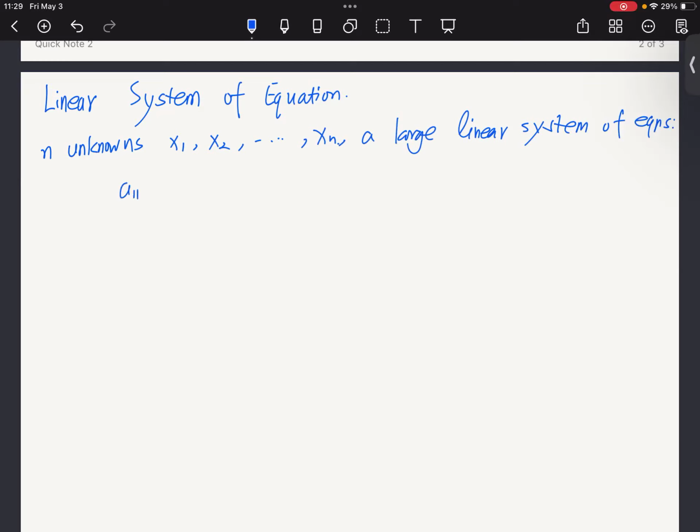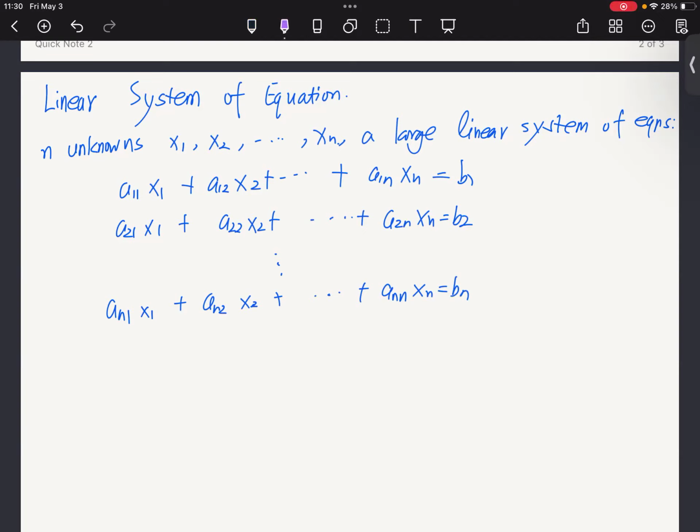And I'm going to mark out what we know and what we don't know. And then Bn. So what we know is the A11, A21, An1, all these coefficients here. And then we also know the right-hand side. And the only things we want to solve are the unknowns here. That's x1, x2, and the xn, we don't know. And we want to solve this linear system of equations.